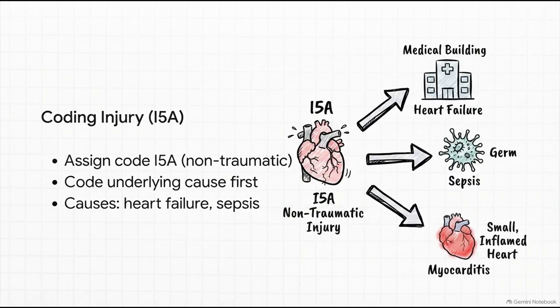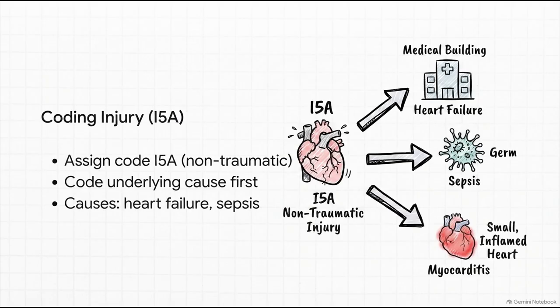And lastly, let's talk about myocardial injury. This is completely distinct from an infarction. For a non-traumatic, non-ischemic myocardial injury, you're going to use code I5A. The absolute most critical guideline here is sequencing. The underlying cause has to be sequenced first, assuming it's known and applicable.